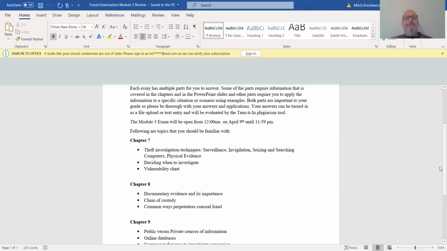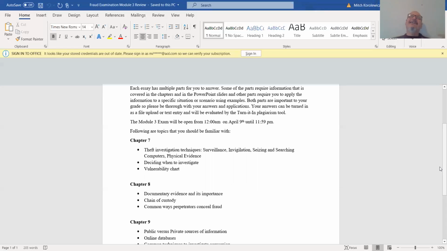And finally, for Chapter 8, I want you to go through the chapter and really pay attention to those common ways that perpetrators conceal fraud. So perpetrators can conceal fraud in a number of different ways. I wonder, if they were embezzling cash, what might be a way that they conceal fraud? Would it be easy for you to detect or hard to detect? Think about you as a fraud examiner. What ways that fraudsters conceal would be easier for you to identify and harder for you to identify?